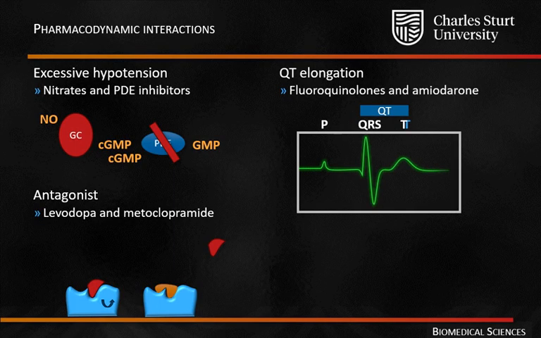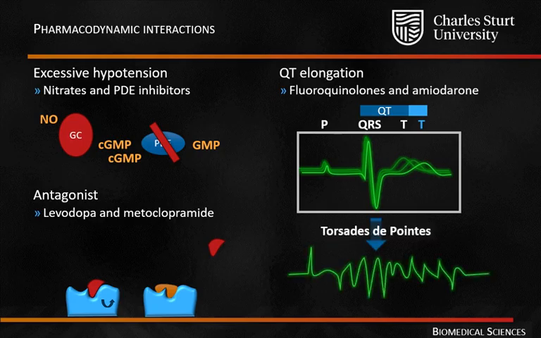A third example here is QT prolongation. So this is the heart rhythm, PQRST, and what happens is that when that drug is present, it increases the time interval between the Q and the T wave. And the longer that becomes, the more dangerous it becomes for the patient, because what can happen is Torsades de Pointes, which is an arrhythmia. And you can see that it's quite different from the normal PQRST waveform that you would normally see in an ECG.